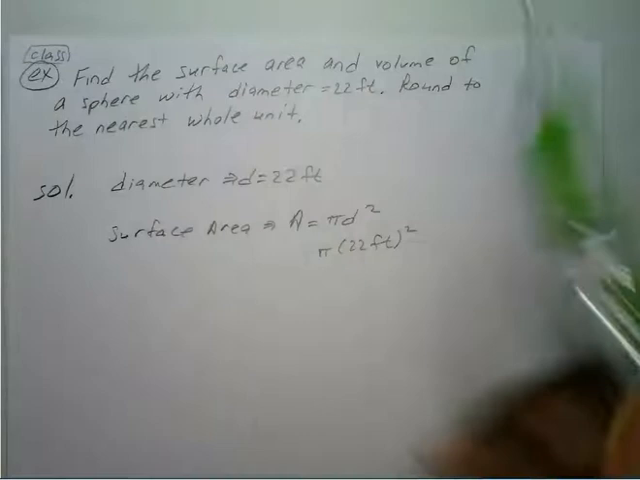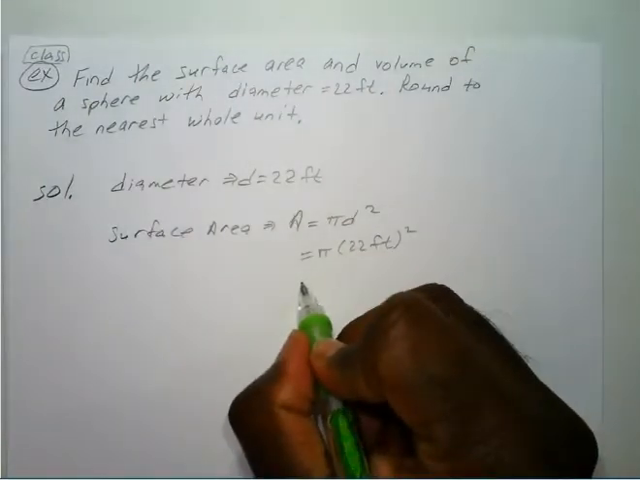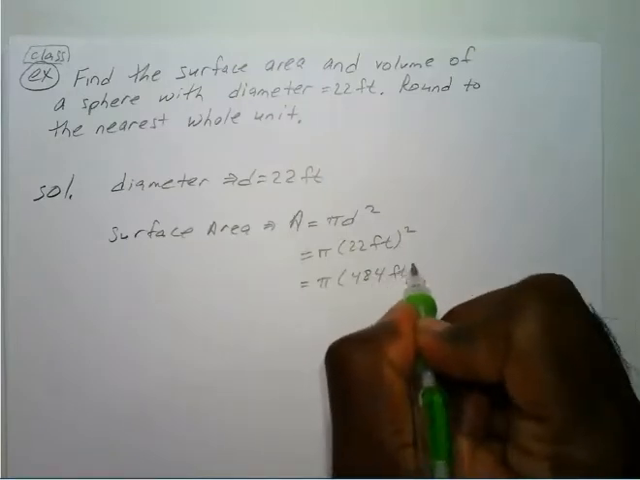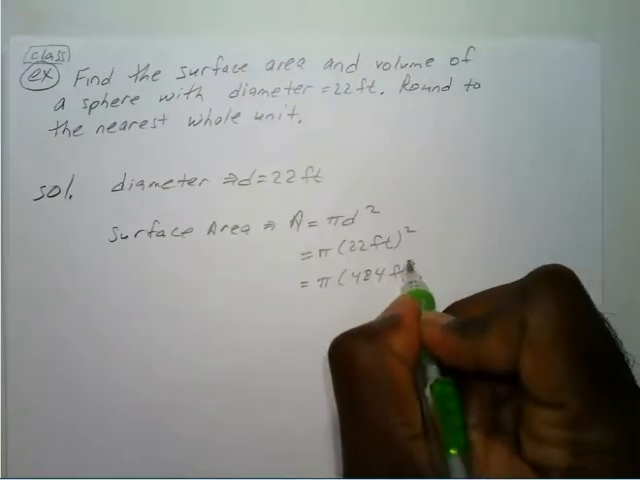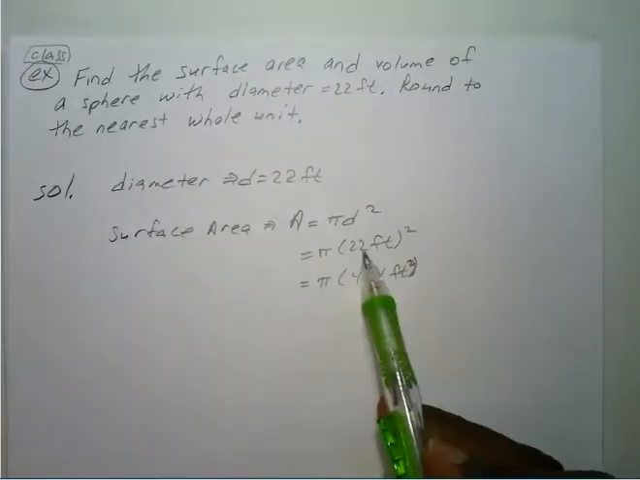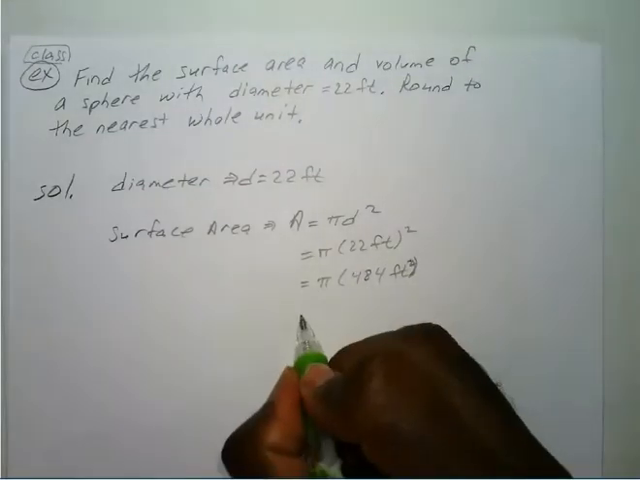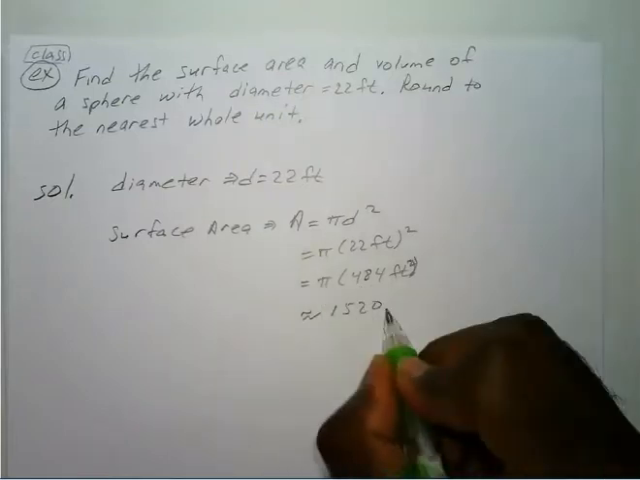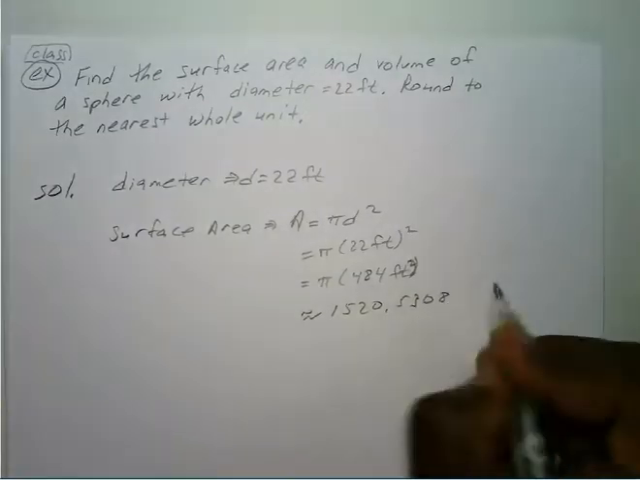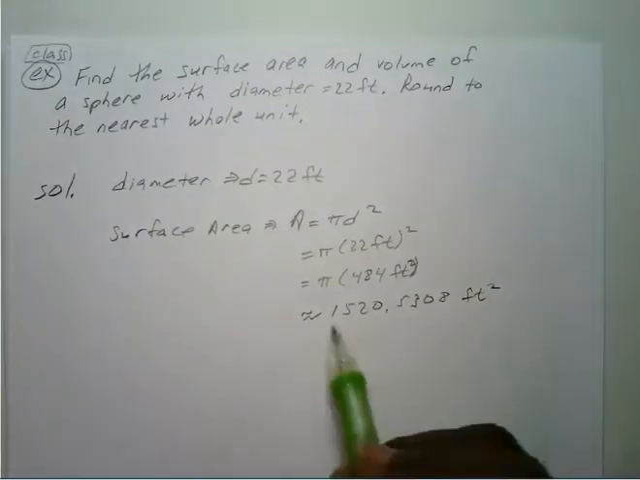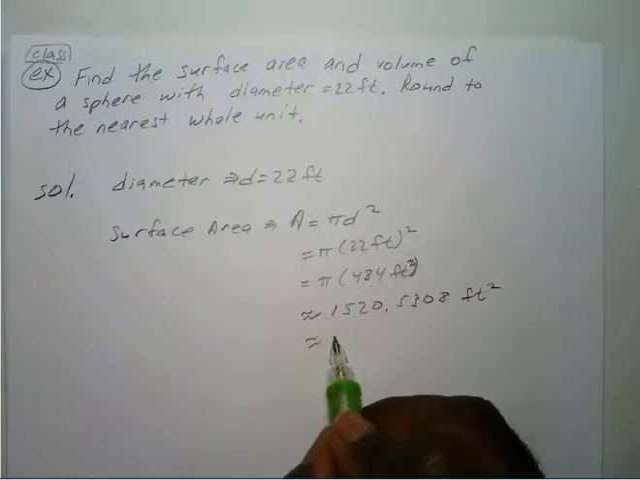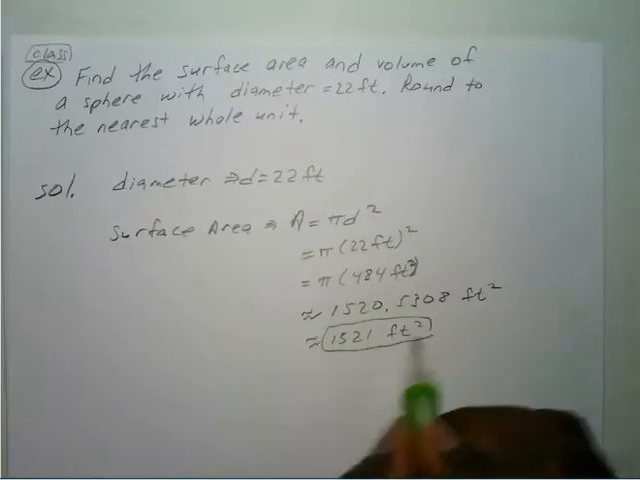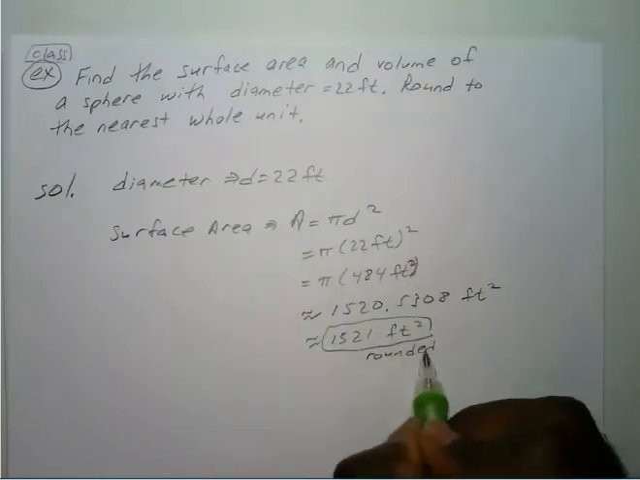We haven't put in the value of pi yet, so it's still equal. Okay, so that's going to equal pi times 484 square feet. Okay, because 22 times 22 is 484. Now, if we multiply that by pi, we end up with approximately 1,520.5308 square feet. But rounded to the nearest whole number, 1,521 square feet, if it is rounded.